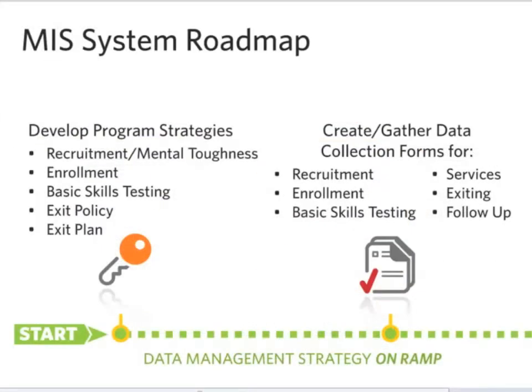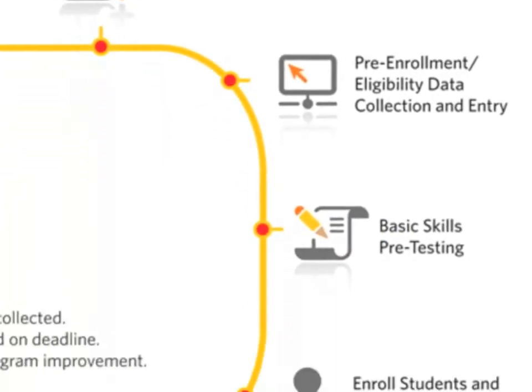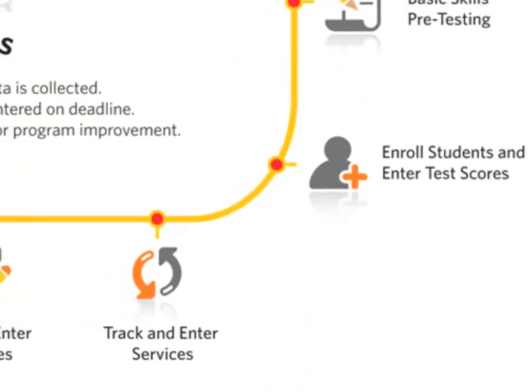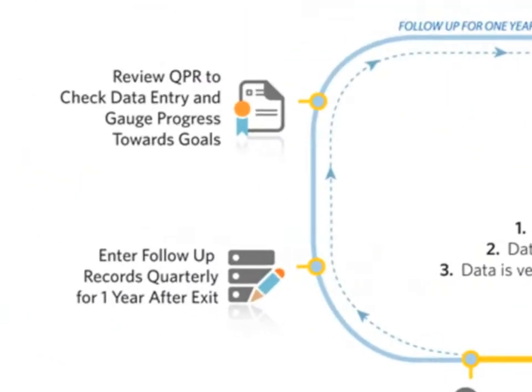The on-ramp section is in green and represents the planning phase before your program or cohort starts. The data management period in yellow represents the ongoing data management that is done during the program. And the follow-up period in blue focuses on the data management practices that begin when your students exit your program.